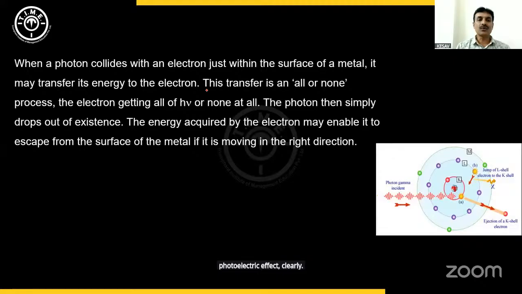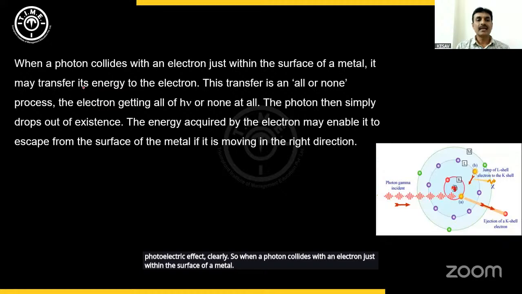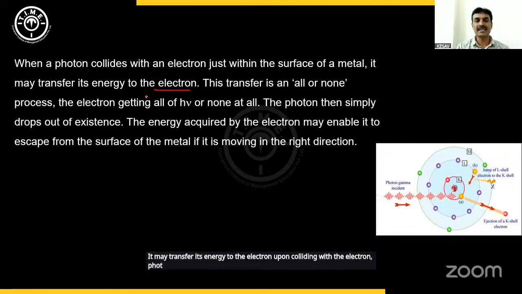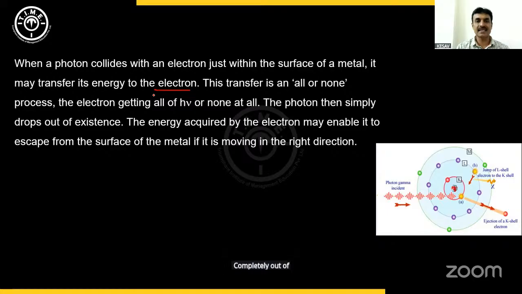See, when a photon collides with an electron just within the surface of a metal, it may transfer its energy to the electron. Upon colliding with the electron, the photon loses its energy. It drops completely out of its existence and transfers its energy to the electron. But this transfer is either an all or none process. It may be able to transfer all its energy, or during that collision, it may not be transferring any energy.